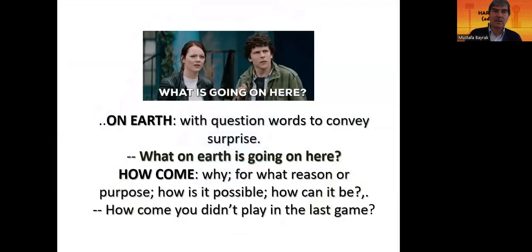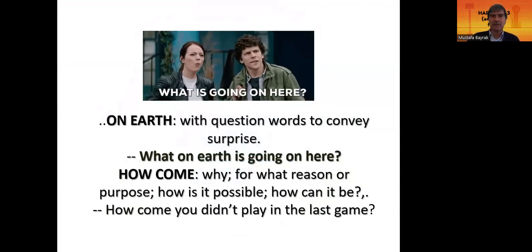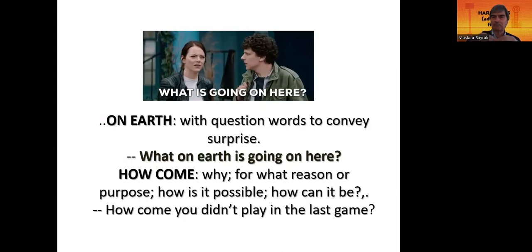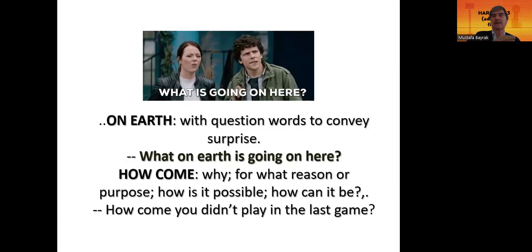Now, again, on earth, this is the dictionary explanation. I also advise you to look it up in the dictionary and see some example sentences there. On earth means, with question words, to convey surprise. So we always use it with question words to show surprise.